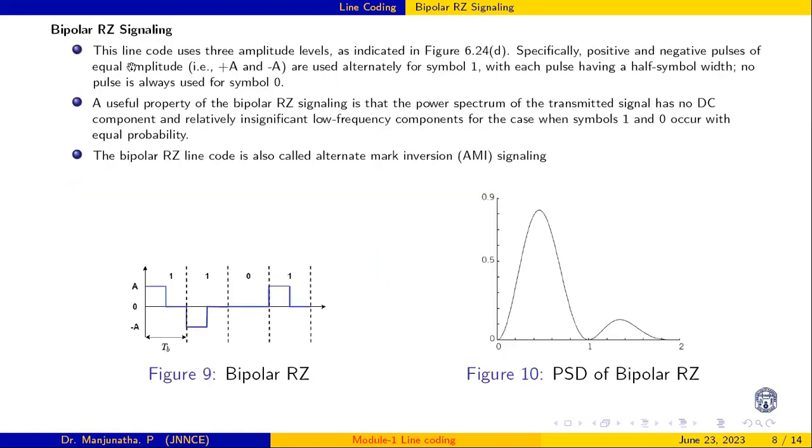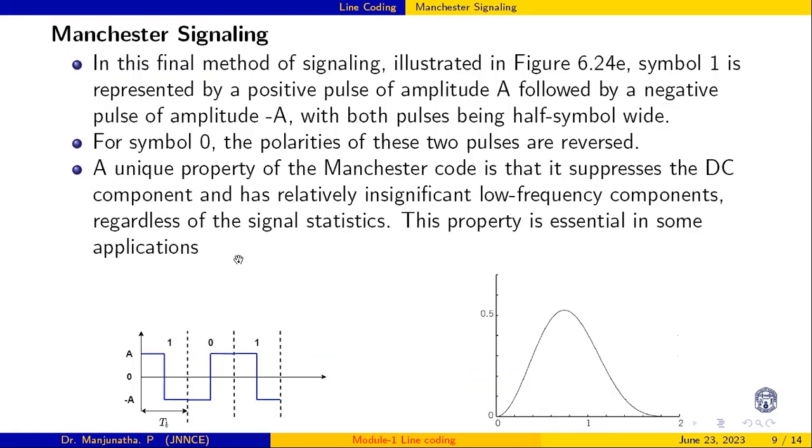Bipolar RZ signaling. This line code uses 3 amplitude levels: plus A, minus A, and 0. For symbol 1, for half of the symbol duration it is plus A, and the remaining half it is 0. And again for the next 1, it is minus A and then 0. When it comes to 0, nothing is transmitted. And this is the power spectral density of the bipolar RZ signaling.